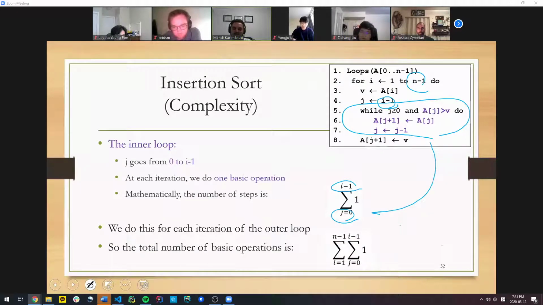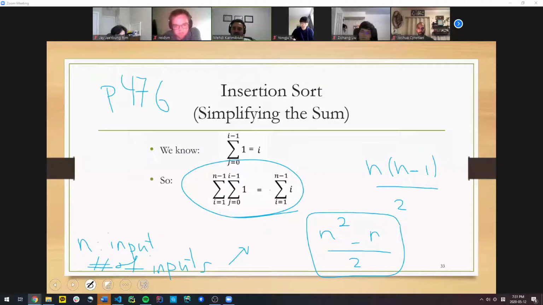So this is just to give you an idea of how things work. You can just quickly go through different algorithms and calculate the computation time.